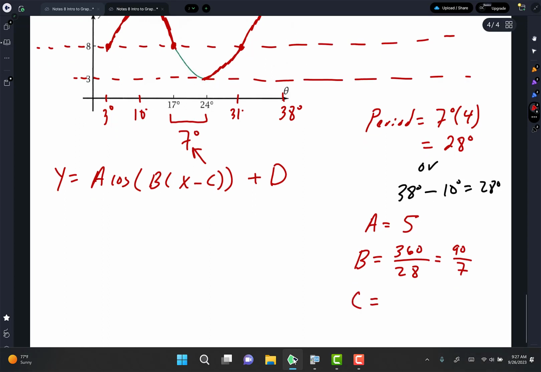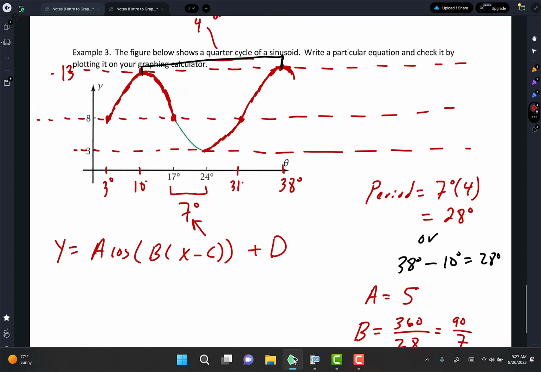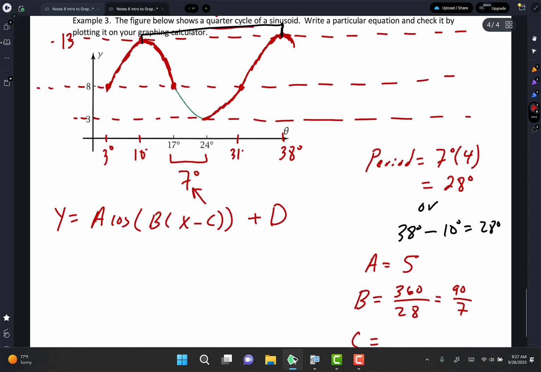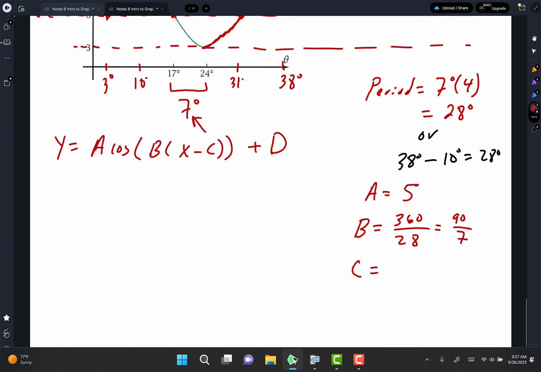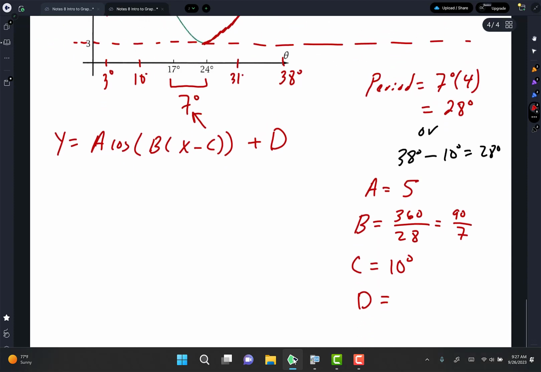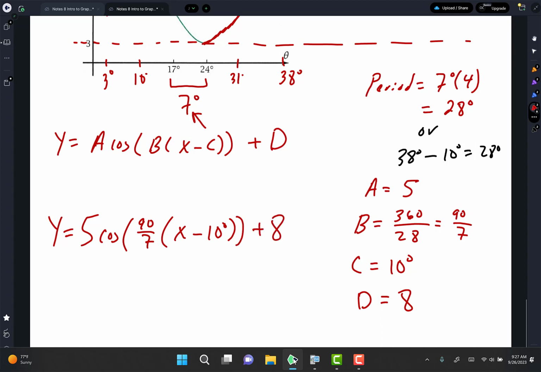The c. You can actually put 38 if you wanted to, but usually you want to pick the one that's closest to the y-axis. What's your shift? Where's your peak at? Where's it at, guys? Say it out loud. 10 degrees. I can't hear you guys. Where's your midline? 8. All right, there it is. You got everything. y equals 5 cosine, open parenthesis, 90 over 7, open another parenthesis, x minus 10 degrees, close, close, plus 8.